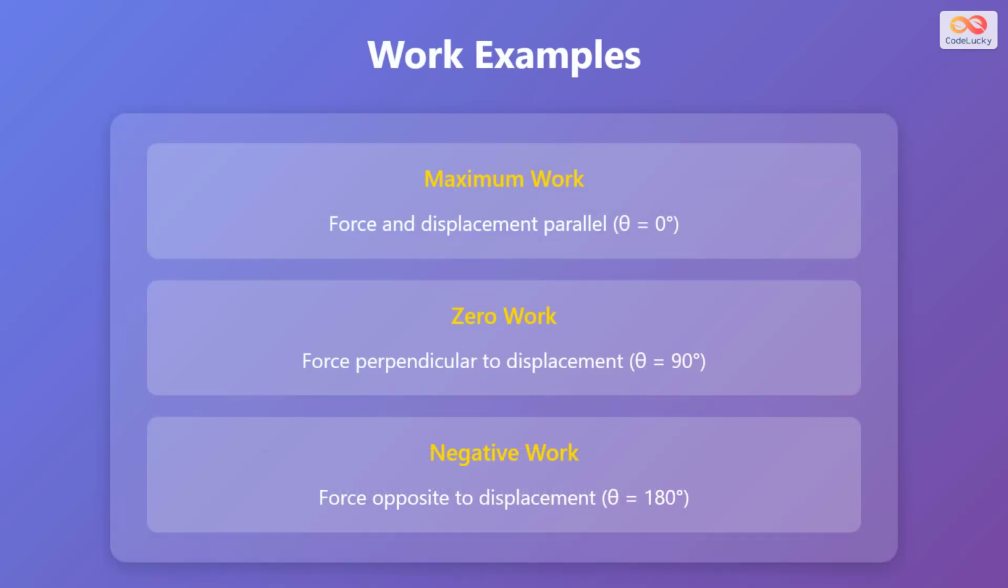Let's consider different scenarios of work. Maximum work occurs when force and displacement are parallel, meaning theta equals 0 degrees and cosine of 0 is 1. Zero work is done when the force is perpendicular to the displacement, where theta equals 90 degrees and cosine of 90 is 0. Negative work happens when force opposes displacement, with theta equal to 180 degrees and cosine of 180 equal to -1.